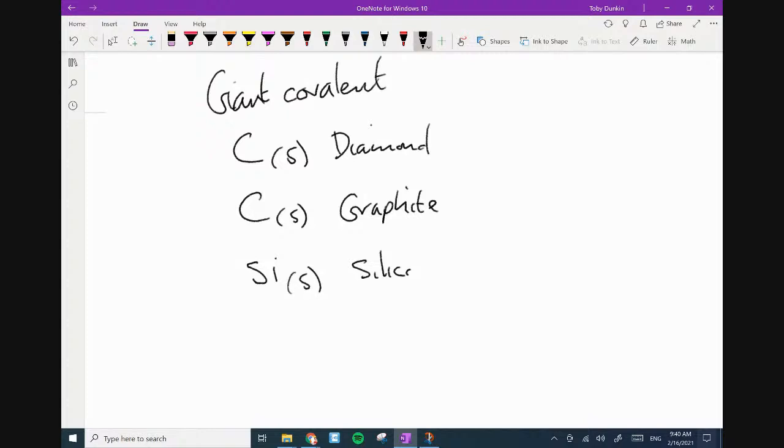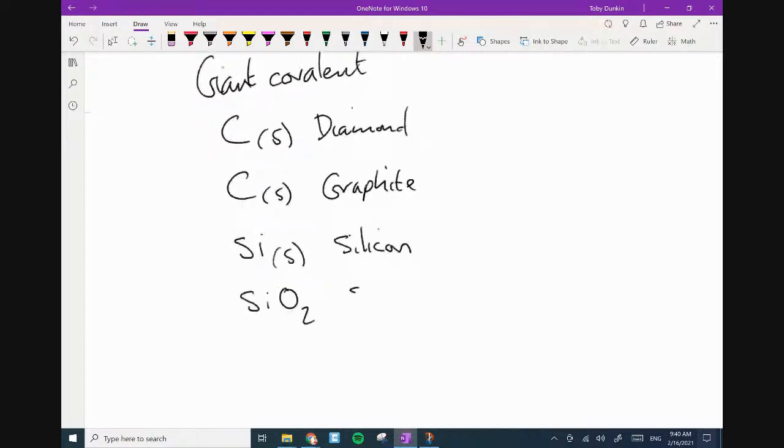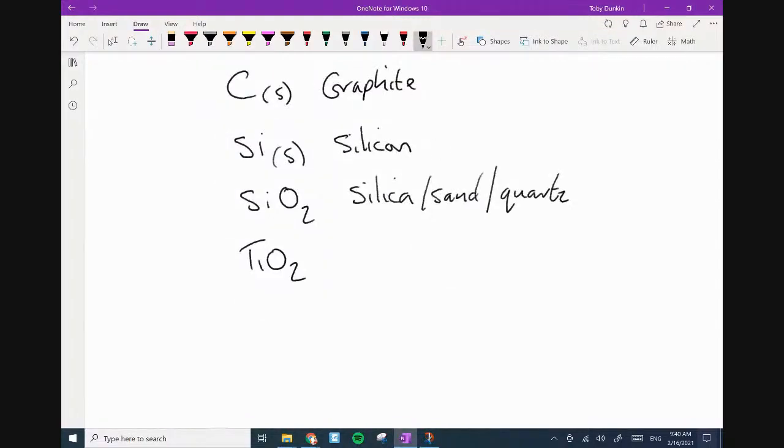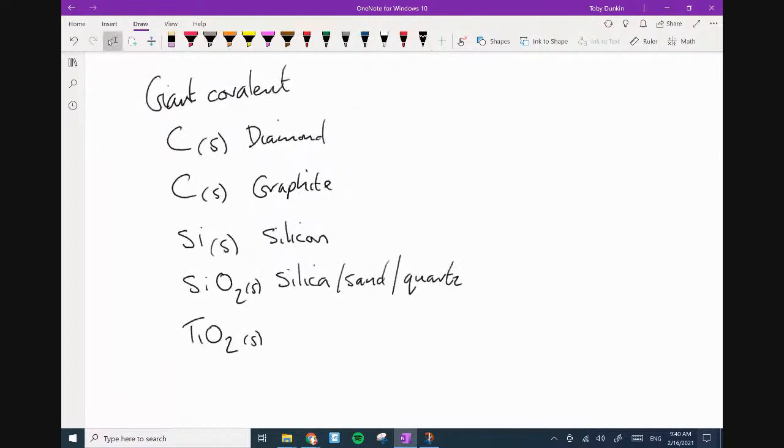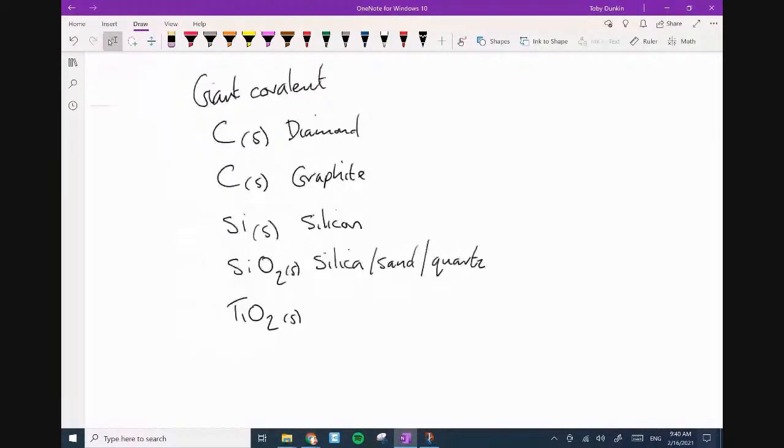Then we had silicon dioxide, which is otherwise known as silica or sand or quartz. Sand, quartz, all the same stuff. Silicon dioxide, proper name. And then we had titanium dioxide as well. And that basically summed up your giants. We then talked about our graphite derivatives, but in a sense, those are your 5 that you really need to just bulk learn. And therefore, anything else that's non-metals is simple covalent.